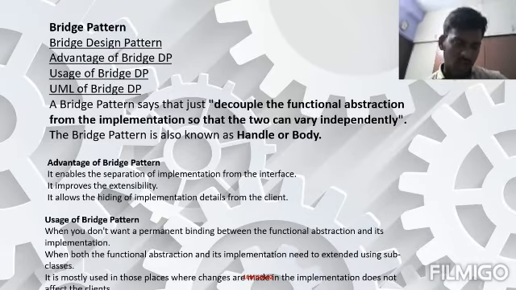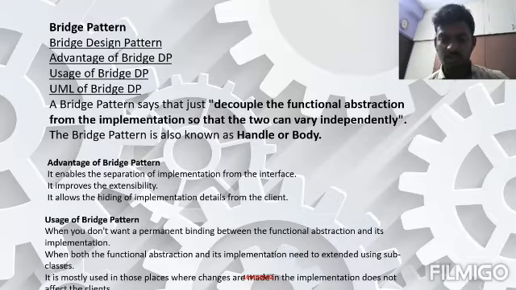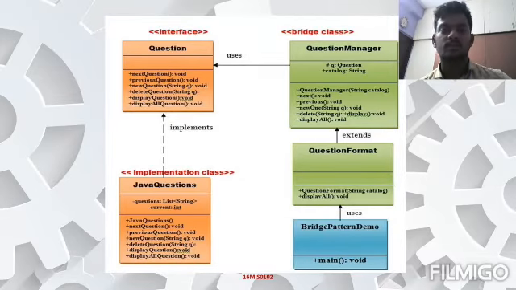Usage of bridge pattern: when you don't want a permanent binding between the functional abstraction and its implementation, when both the functional abstraction and its implementation need to be extended using subclasses. It is mostly used in places where changes made in the implementation do not affect the clients. So the bridge pattern is one of the important patterns in structural patterns. And this is the UML diagram for the bridge pattern. Now we are going to see a Java example: question implements questions, and the question manager uses question format, extends question manager. The bridge pattern uses this example.